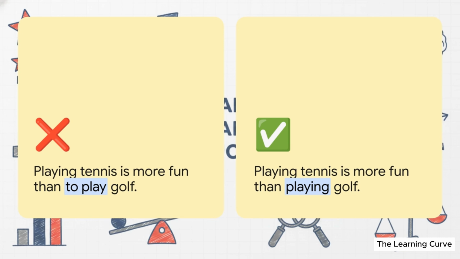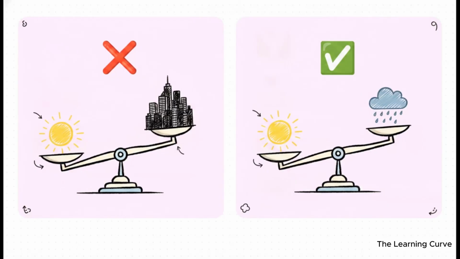And this brilliantly illustrates why the correct version is so much better. Playing tennis is more fun than playing golf. Gerund on the left, gerund on the right. Perfect harmony. Let's look at just one more super common trap. The incorrect side here says, the weather in Spain is warmer than London. Now just pause and really think about the logic of that for a second. You are comparing the weather to an entire city.